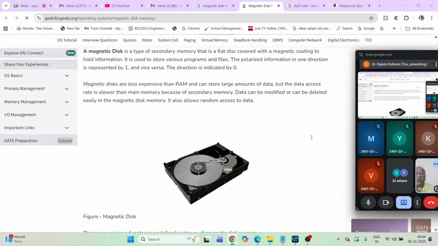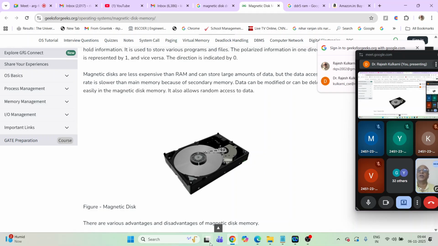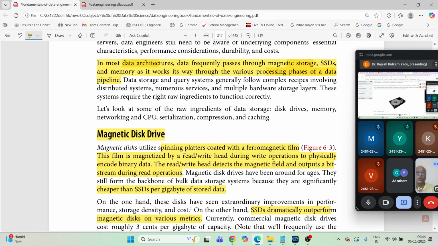So when you have your magnetic disk, this rotation will happen and this movement of the head will also happen. You all know about this, right? When I speak about magnetic disks, they have those platters, and those platters are coated with ferromagnetic film. This film is magnetized by a read-write head during write operations to physically encode binary data. The read-write head detects the magnetic field and outputs a bit stream during read operations.